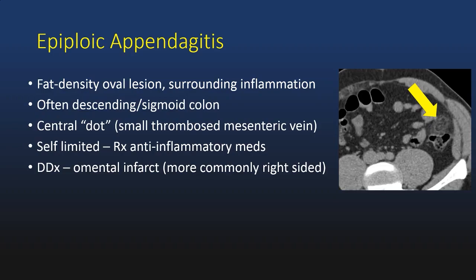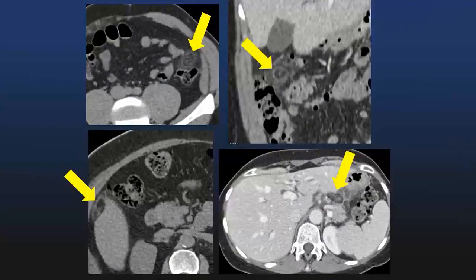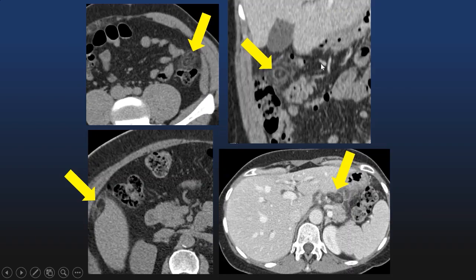The differential diagnosis can include an omental infarct. Those are more commonly right-sided, as I'll demonstrate here. On the top, there are two examples of epiploic appendagitis involving the descending and hepatic flexure of the colon, both of which have the classic central dot type appearance. Contrast that with the omental infarct abutting the liver, as well as this lesser sac omental infarct.